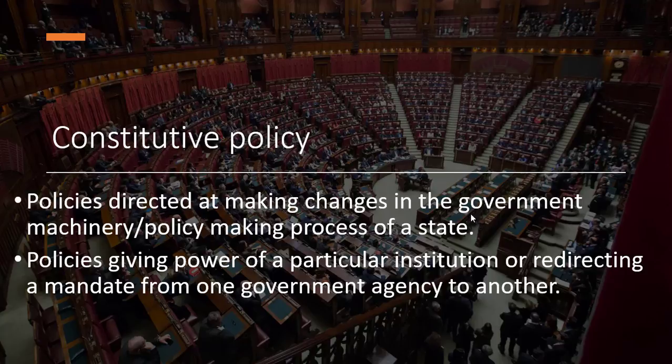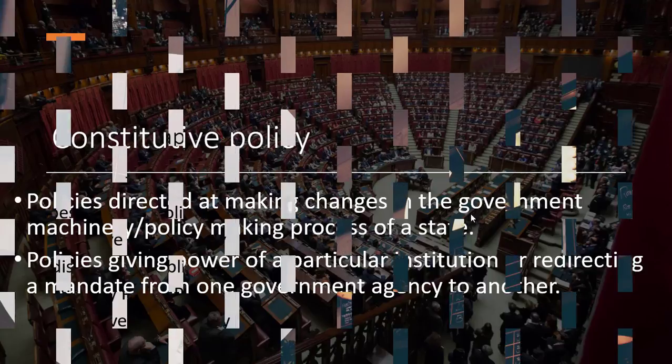An example would be that the Environmental Protection Agency is supposed to regulate or enforce these policies, but maybe there's a policy that creates another institution above the EPA, that the EPA has to report to. Something like this is what we call constitutive public policy.